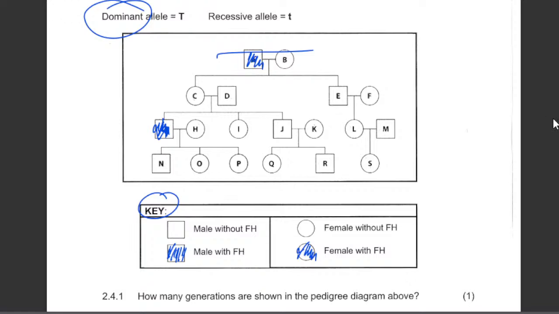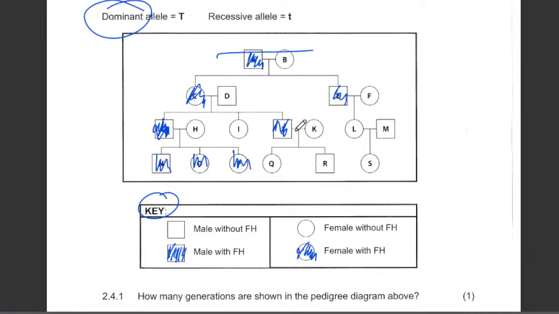Yeah, this one is shaded. This one is shaded. This one is shaded. This one is shaded. Cool. J is shaded. N is shaded. O is shaded. P is shaded. If I don't shade all of them, then you'll find out.